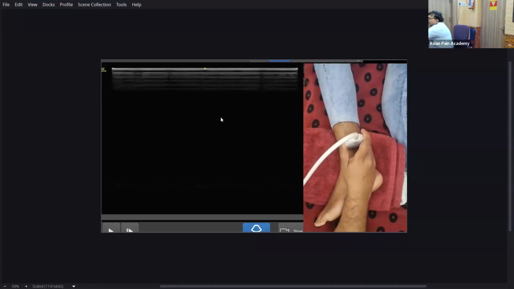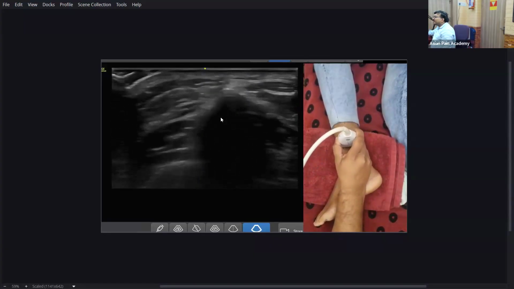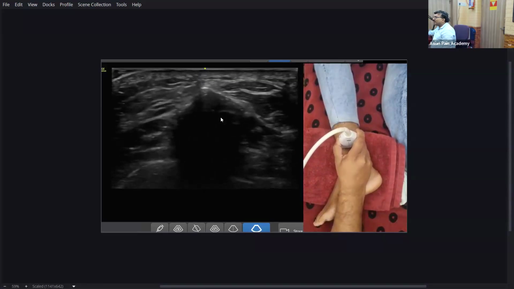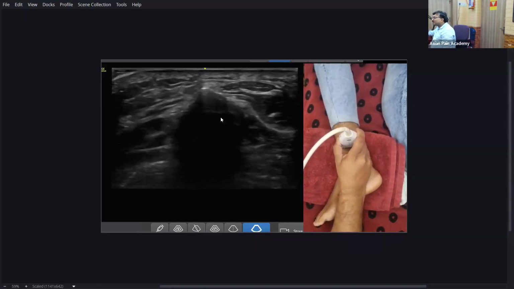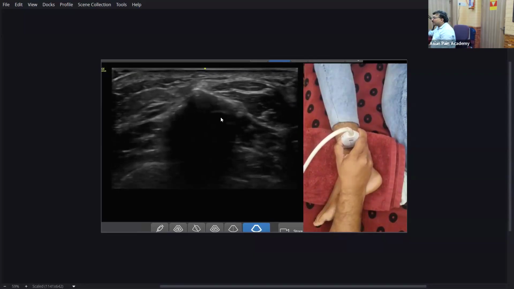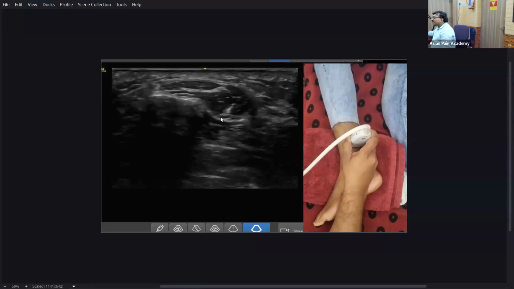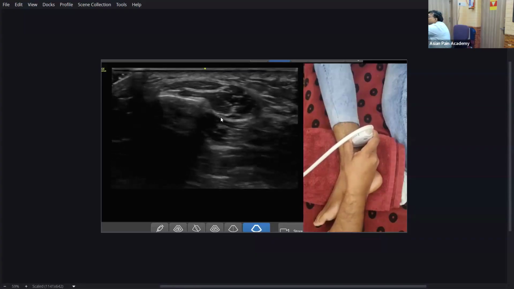Just 1 second, let me unfreeze. Over the fibula, there is a specific look which is known as the shark fin appearance. So we can see the shark fin appearance of the fibula. Now, what are the important structures just posterior to this? Immediately posterior to this, we have two muscles. I am showing them one by one. Just 1 second, settings, and then scribble.